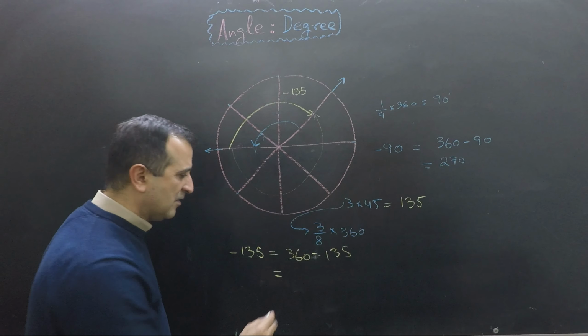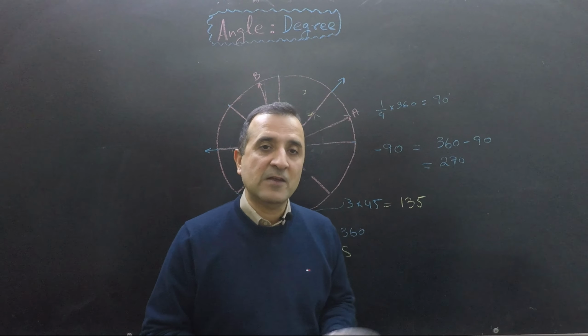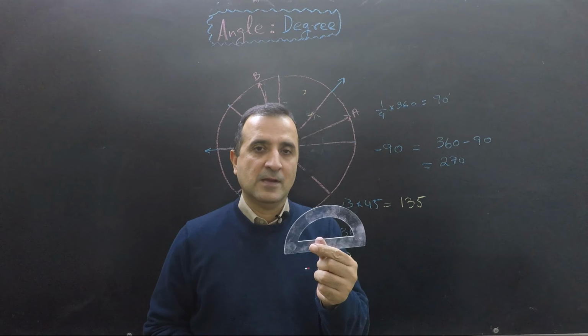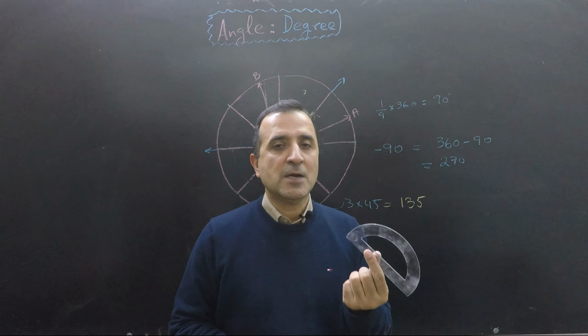So why is the protractor half? Why don't we have a full circle in the protractor? We can measure all the angles with the half protractor. And why can we measure all the angles with the half protractor? What do you think about it?